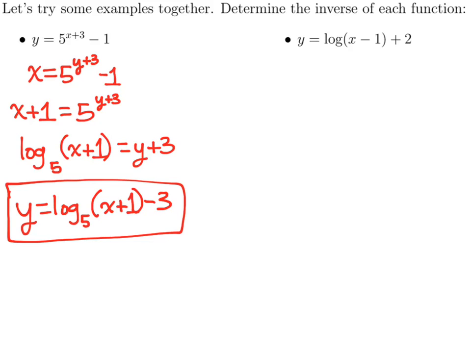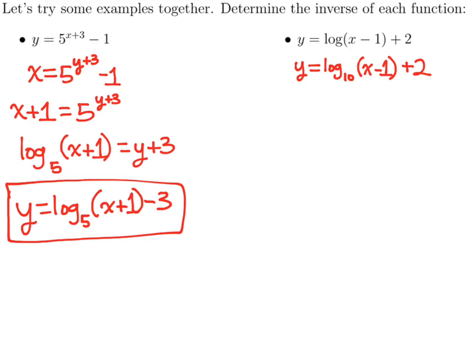Now let's look at the next one. Y equals log x minus 1 plus 2. First things first, the log is missing a base. So let's go ahead and write it in with the base of 10. Remember, if the logarithm does not have a base, it means the base is 10.